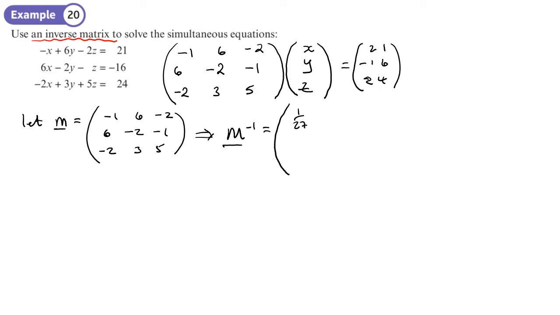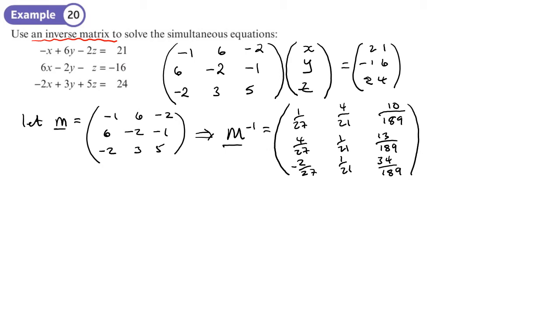I've got 1/27, and move across, 4/21, 10/189, 4/27, 1/21, 13/189, -2/27, 1/21, 34/189. So there's our inverse.